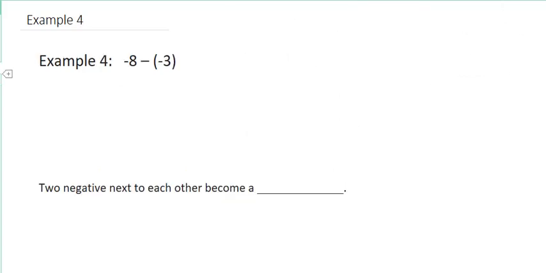Example 4. We have negative 8 minus negative 3. So this example has 2 negative signs to the right of each other. So when this happens, 2 negatives become a positive. So our question is negative 8 plus 3. So now we can look at the larger number and take its sign. So we will have a negative number.